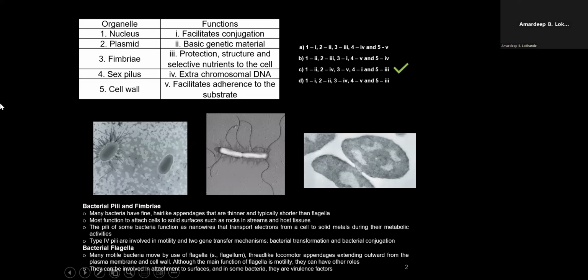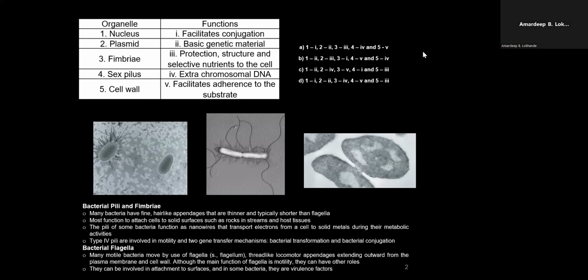So the first question was match the following. These are the different organelles present in a cell and their respective functions. So if we look into the different organelles that are given in the question, they're nucleus, plasmid, membrane, sex pilus, and cell wall. So this is sort of a straightforward question.